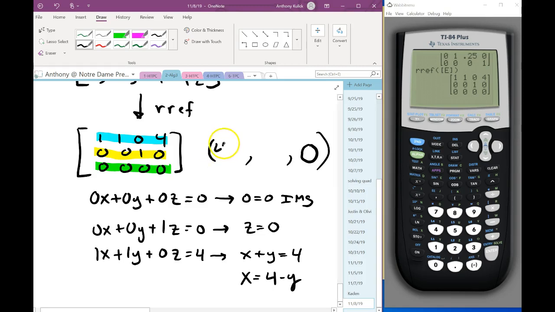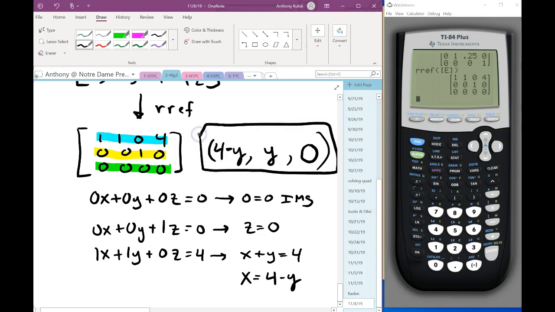Well, I can write the x answer as 4 minus y. And since the x is in terms of y, y is like the independent variable. And there's my generic solution, or my general solution for my infinitely many. Okay with that one? Okay. Let's stop here.